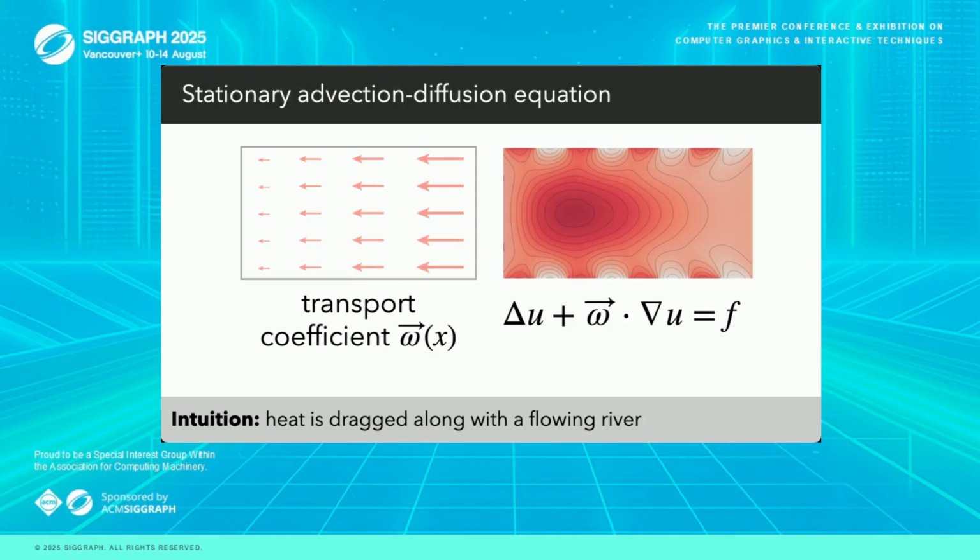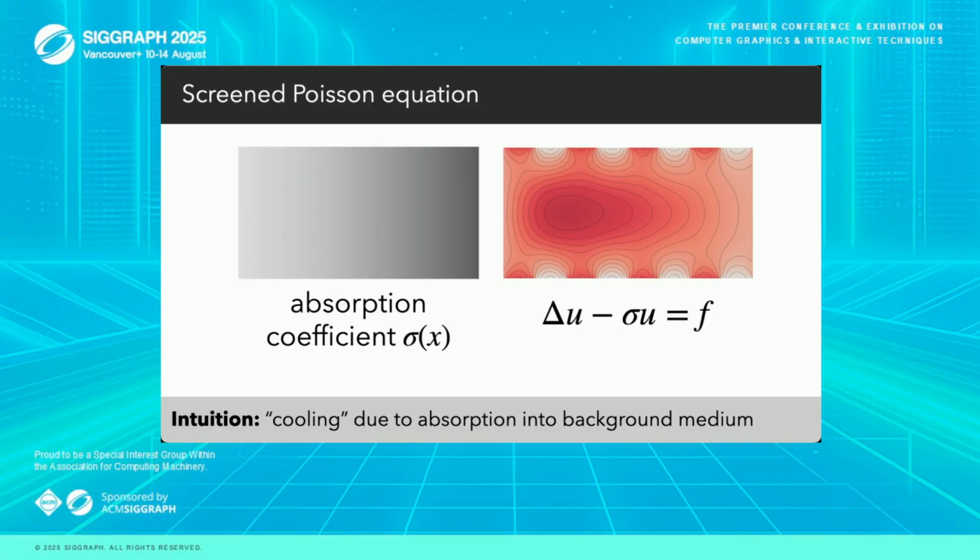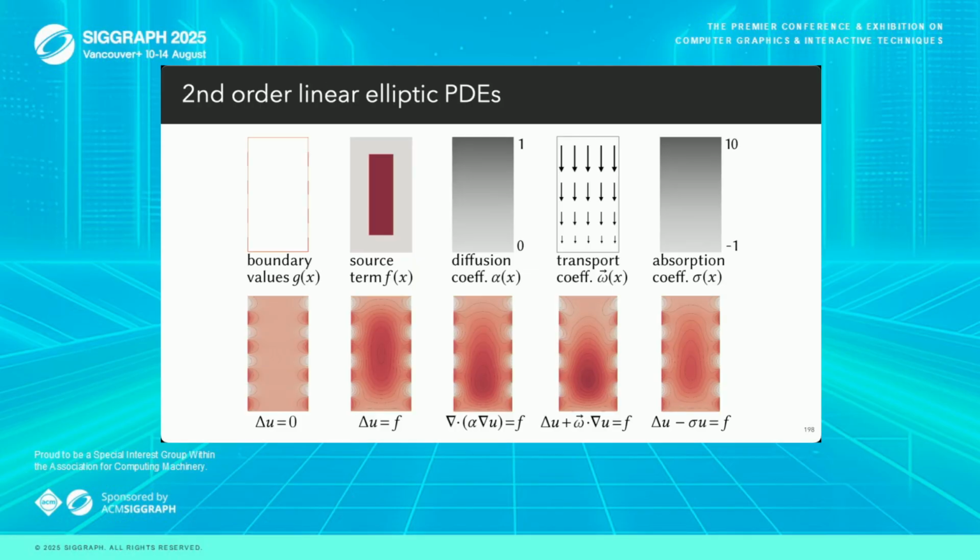Another generalization is to add a transport term, omega grad u, which indicates that heat is now pushed along some vector field omega. So imagine a flowing river which mixes hot water into cold water until it reaches a steady state. And finally, the absorption term, sigma u, acts like a background medium that absorbs heat. So think of a heat sink or a cold engine block. Now, there are lots of other terms we could add to a PDE, but these already get us pretty far.